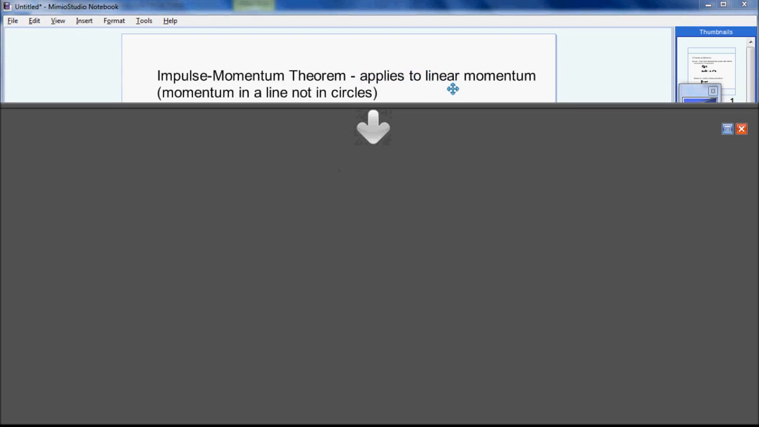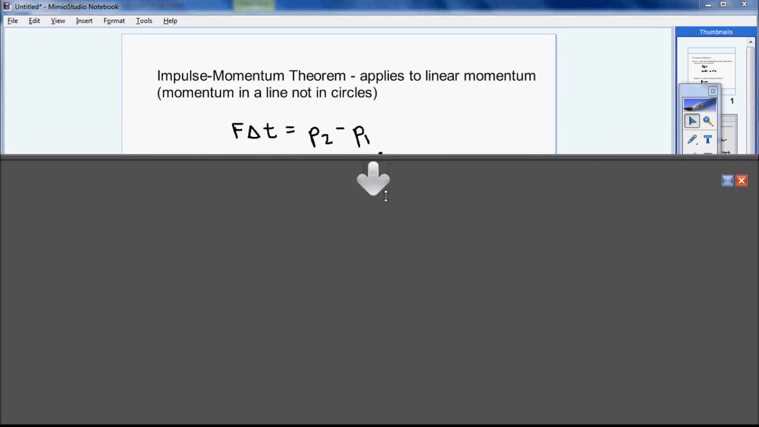This applies to linear momentum, not in circles, because we don't have a way to bring the angles into this particular equation. The way this looks is like this: F delta t, which is the impulse, equals P2 minus P1, which is the change in momentum. So the amount of change in momentum equals what has happened because of the impulse, or the force that has been delivered to this thing.